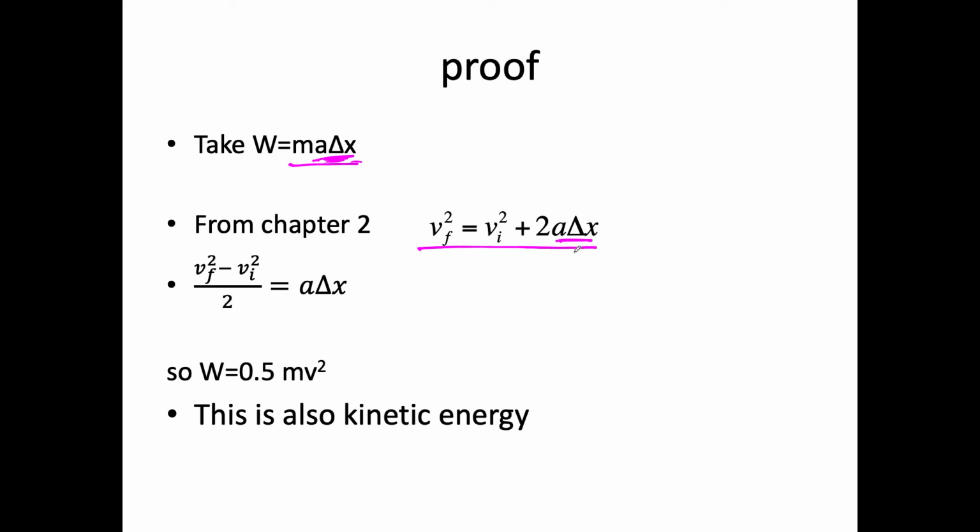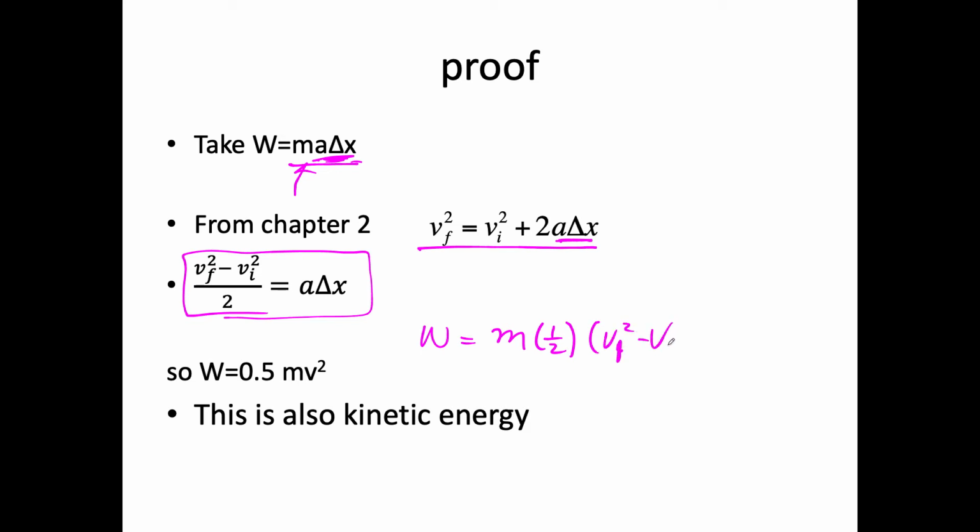So let's go ahead and manipulate the equation. Subtract both sides by vi squared. Move that over to the left. Divide by 2. And now we have this relationship. So we take this and put it into this equation where work is equal to mass times 1/2 times vf squared minus vi squared. And that's equal to work.